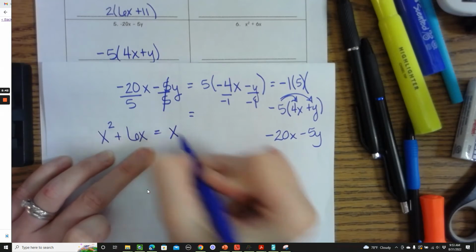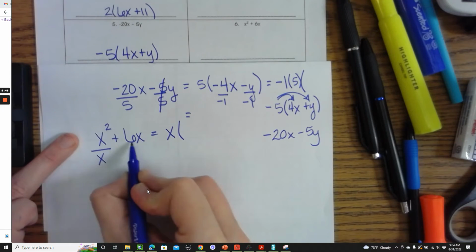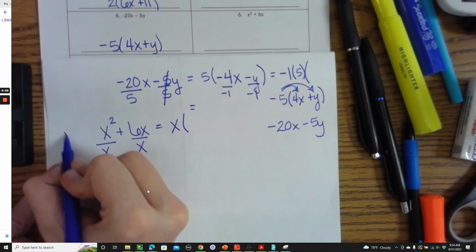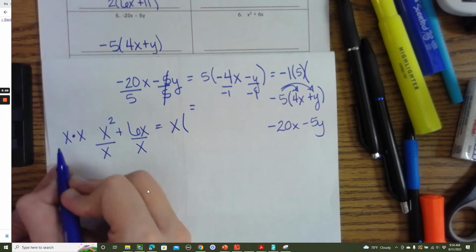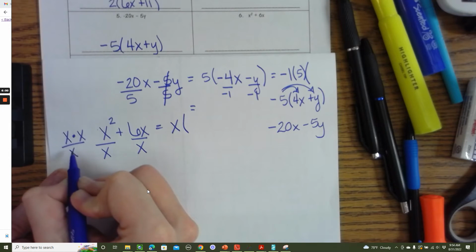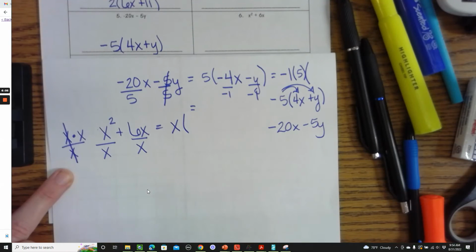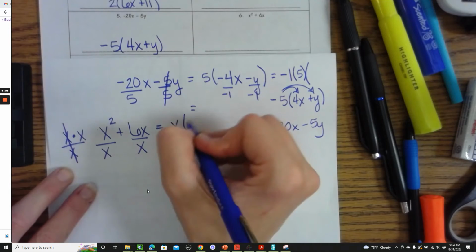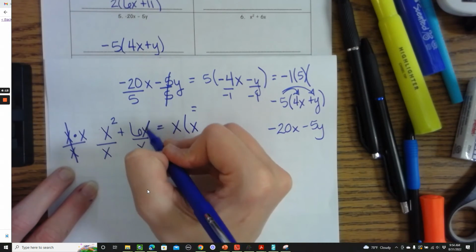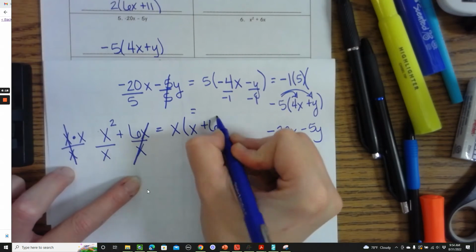Okay, X. That's what's going to factor out. So we're going to divide both of these by X. Now, X squared, to visually show you what this looks like. X squared is just X times X. And then if I divide it by X, if I have the same thing on the top and the bottom, they cancel each other out. So X squared divided by X is just an X. Then 6X divided by X, this X cancels that. So it's just a 6.